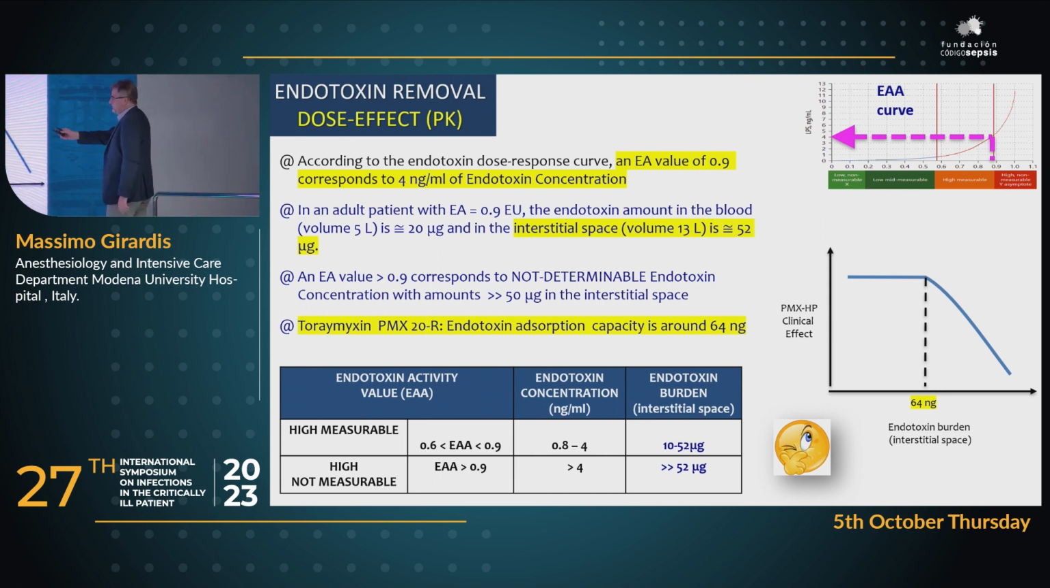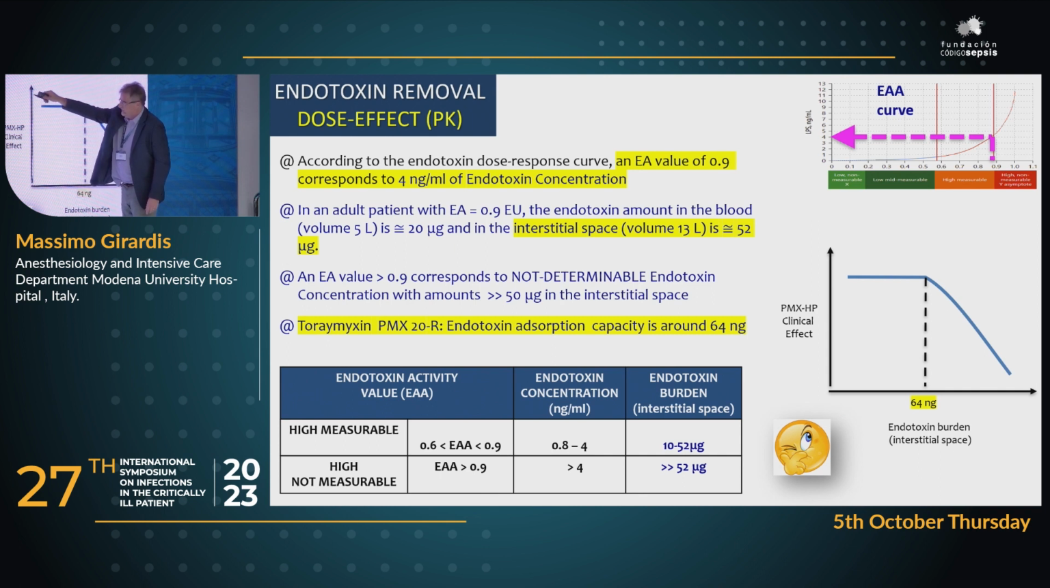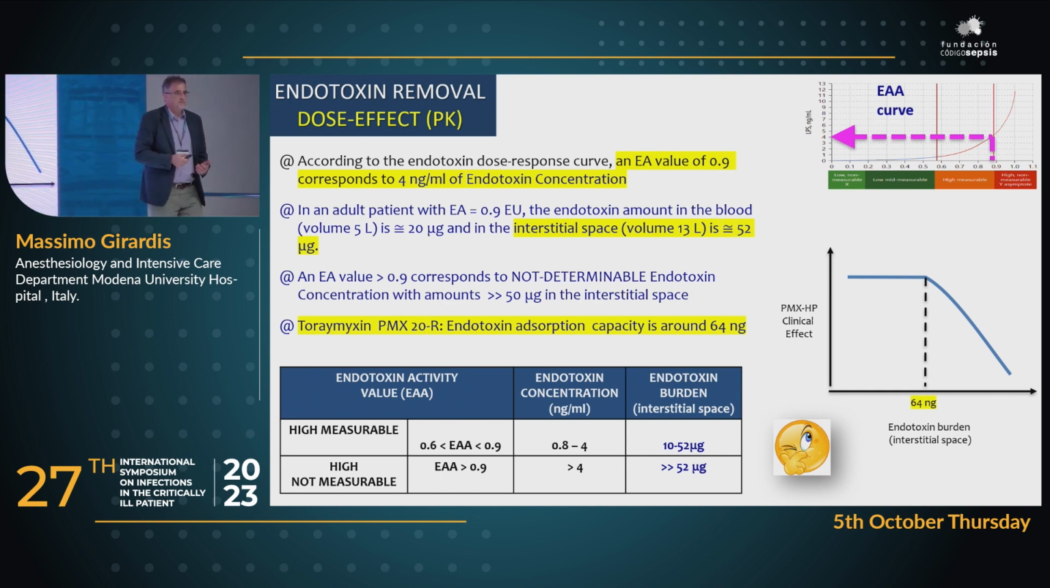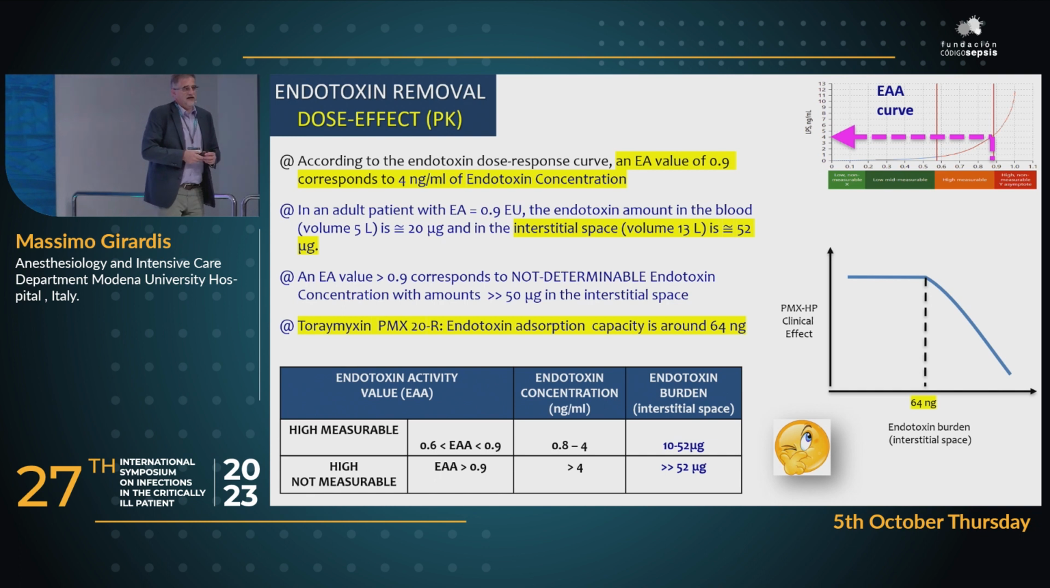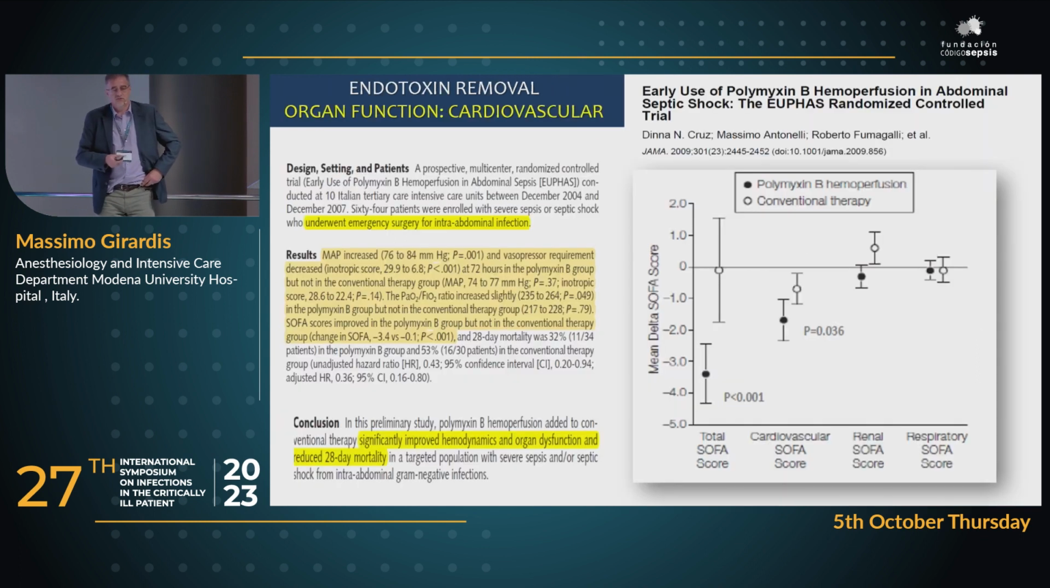We have a threshold. This is the clinical effect of hemoperfusion: good effect, negative, no effect. Yes, some positive effect. Of course, if the concentration of endotoxin is below 64, probably we have a positive effect. If the concentration increases, we have no effect at all, as with antibiotics, as probably with steroids. And I think that in the future, the appropriate dose and the measurement of endotoxin during the treatment will lead to a change in the approach in the trials.